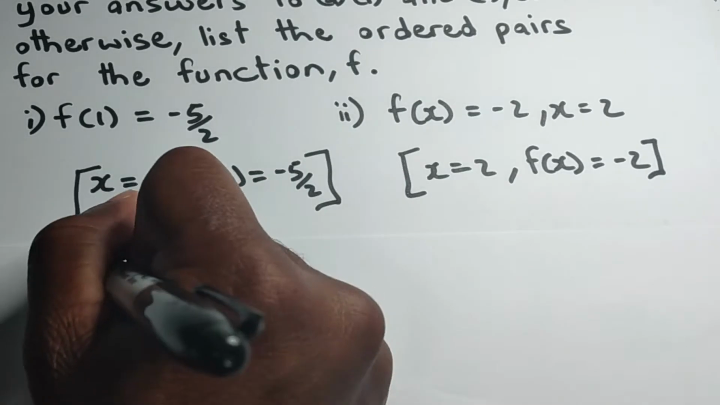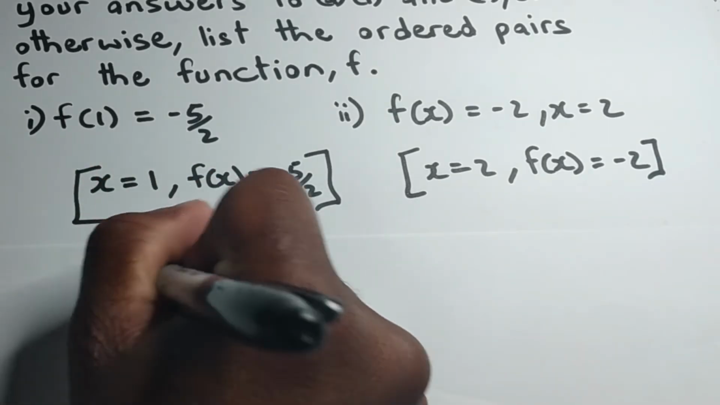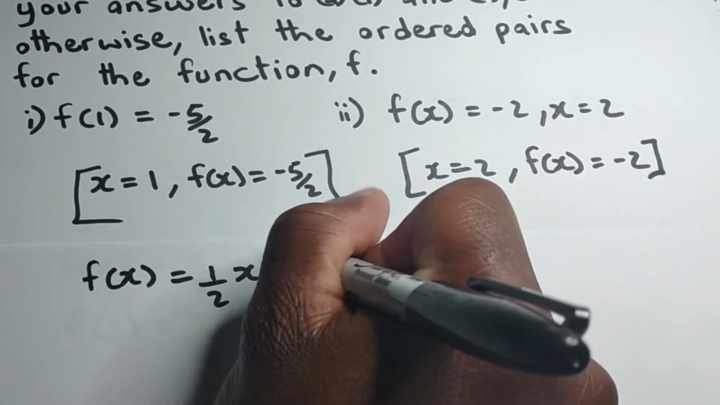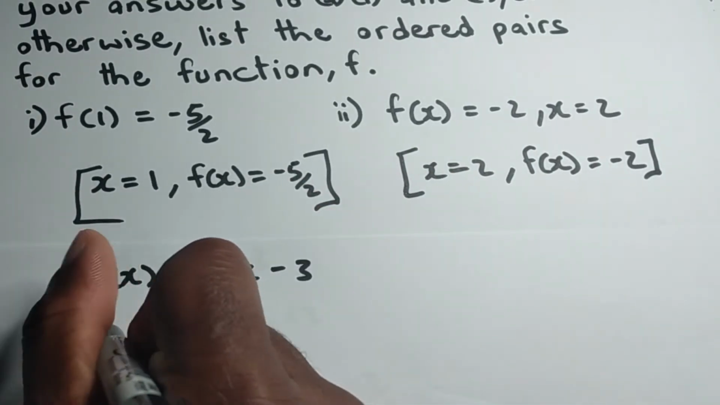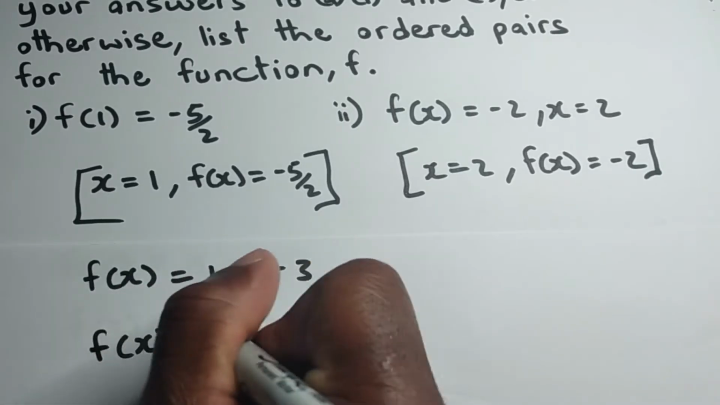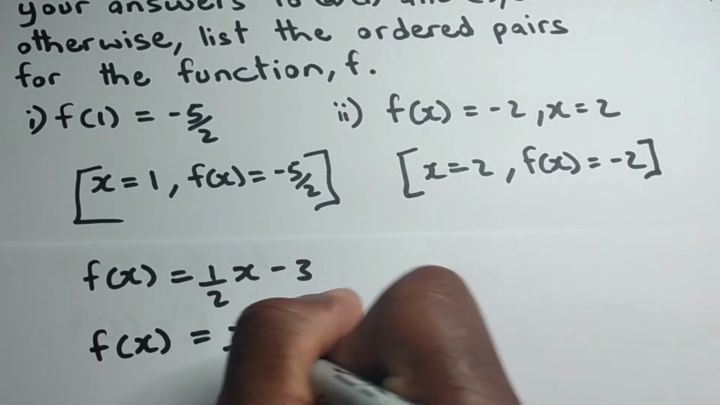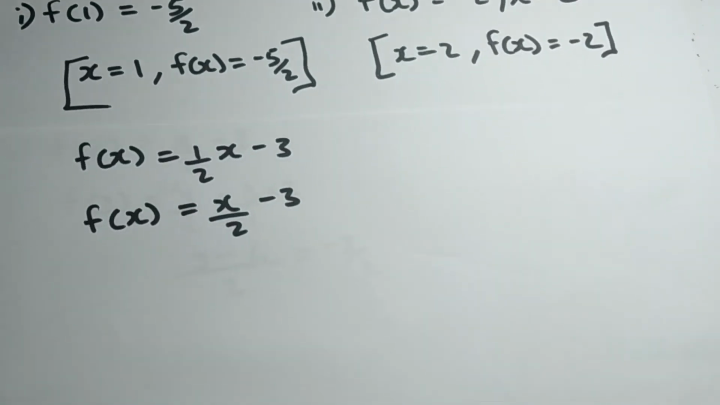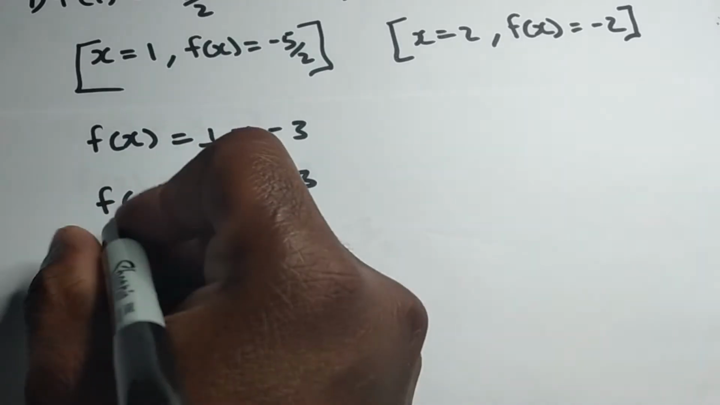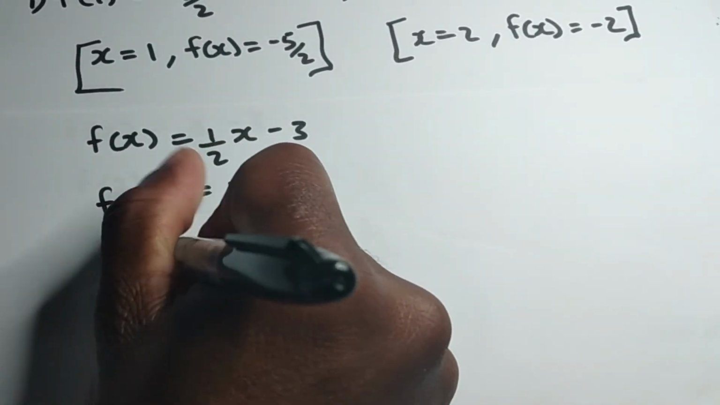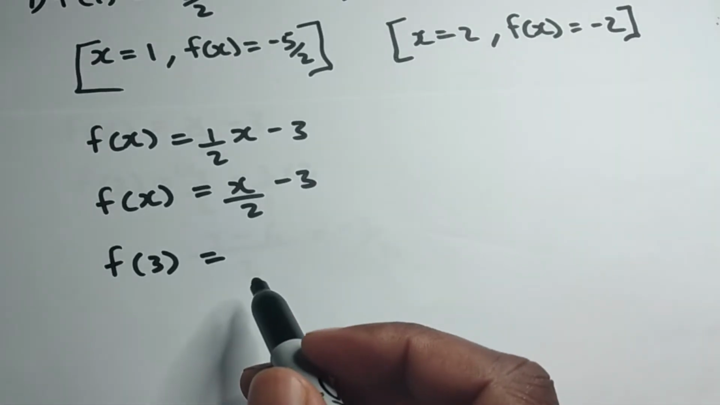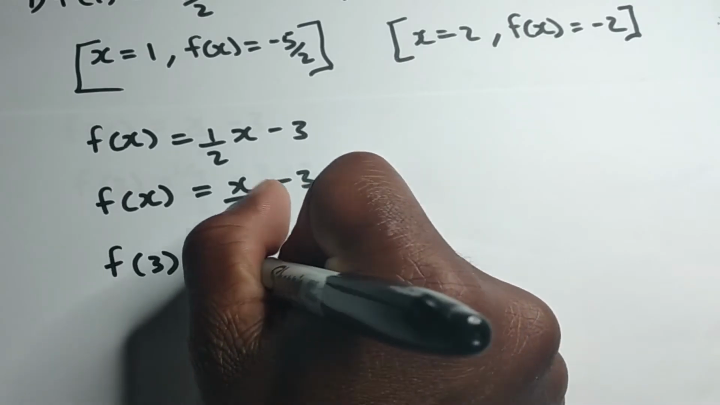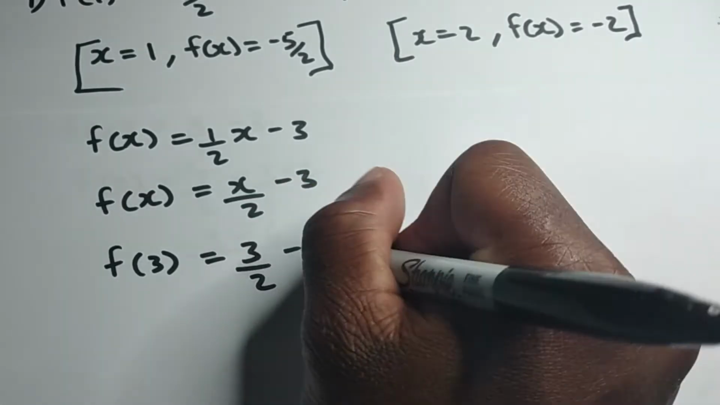So how do we actually go about finding f of 3? Again, we want to recall the f of x function, which is f of x is equal to 1 over 2 times x minus 3. And as I outlined previously, we can rewrite this as f of x is equal to x over 2 minus 3. So now we want to substitute 3 in this function. To find f of 3, wherever we have x, we'll replace the x with 3. So x over 2 becomes 3 over 2 minus 3.